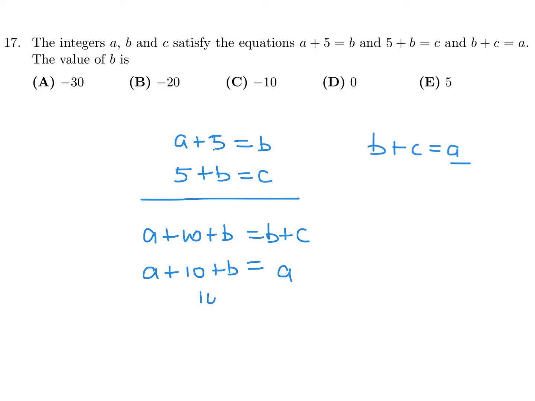The a's cancel, so 10 plus b is equal to 0, so b is equal to negative 10. And I think that's it. They just want me to figure out the value for b. So negative 10 is C.